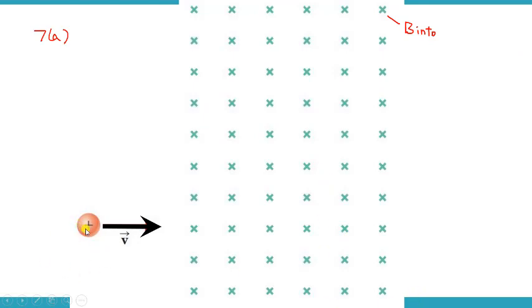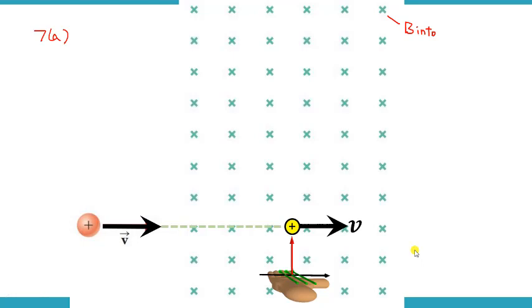So we have a proton moving with a velocity v entering this magnetic field pointing into the page. I draw it here. We start here, and the direction of velocity is to the right. So we apply our right hand rule. We understand that when the proton enters the magnetic field, it experiences a magnetic force. So we determine the direction of the magnetic force in order to sketch the path of the proton.